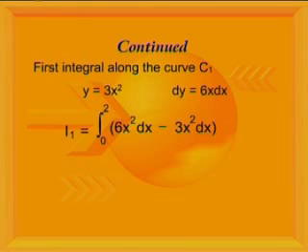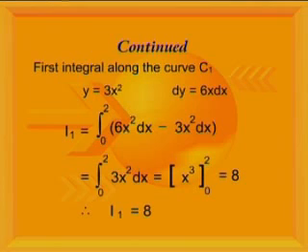So this becomes equal to the integral of 3x square dx from x is equal to 0 to 2, and the integration is very easy, that is x cube, and limits are x is equal to 0 to x is equal to 2. After substituting these limits, the result, that is I1, is equal to 8. I1, I mean the first integral which we have done along the path C1, along the curve C1.